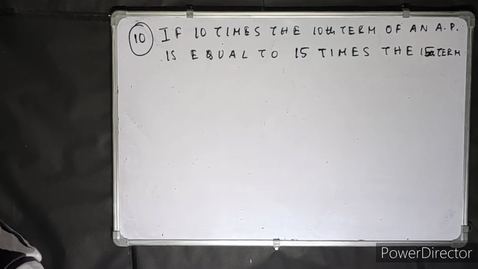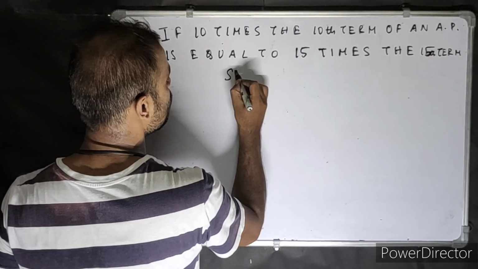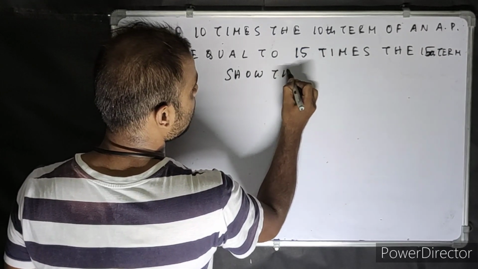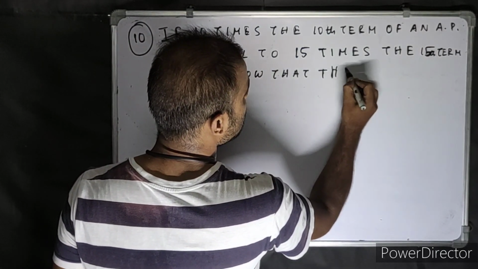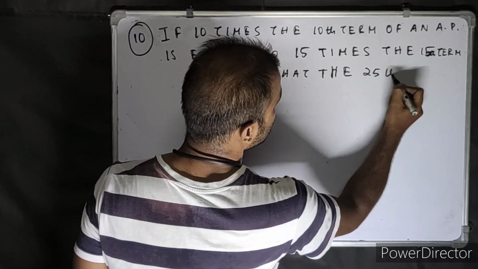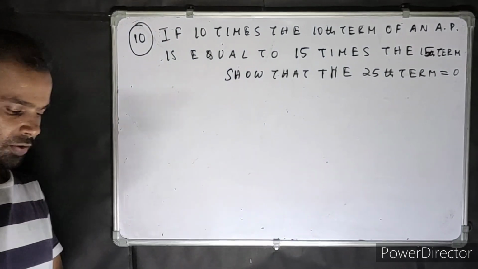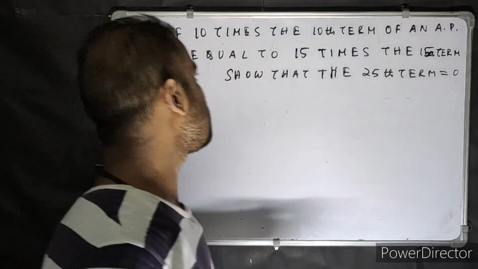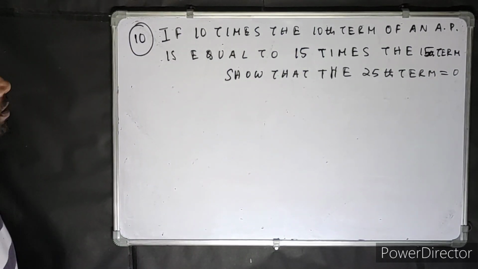Then what do we have to prove here? Show that the 25th term of the AP is 0. That's what you have to show. Let's start this question. Very simple question. First of all, 10th term of an AP.